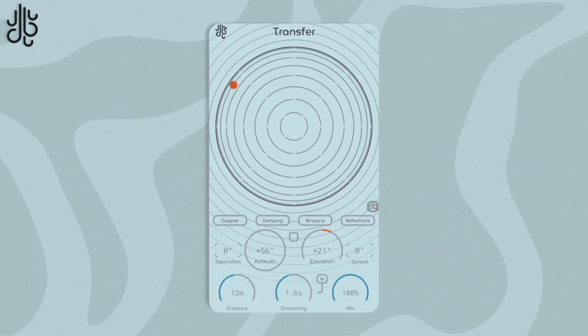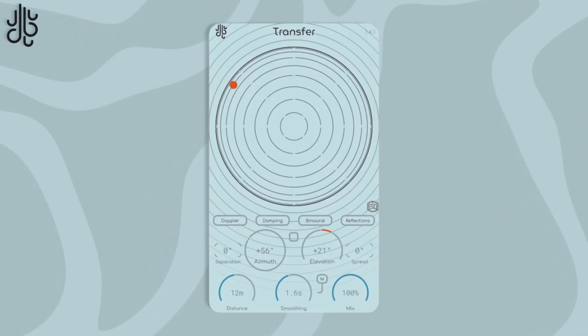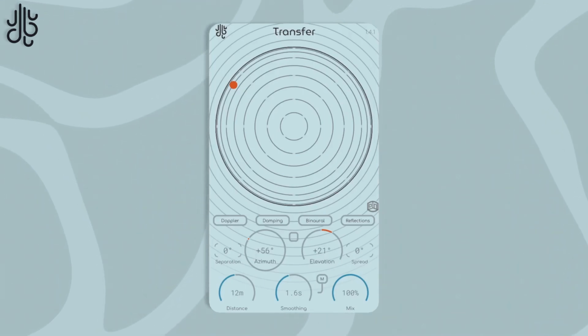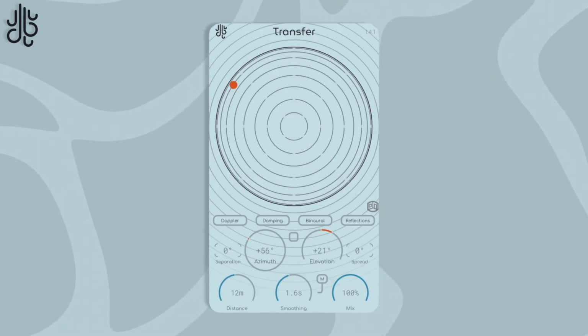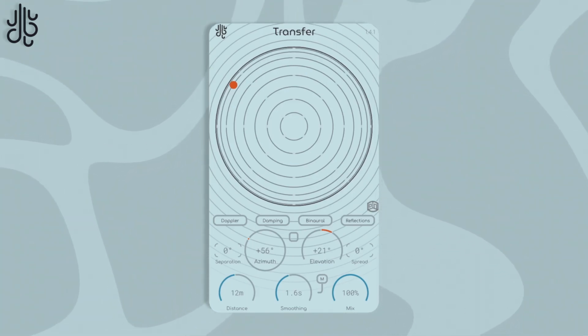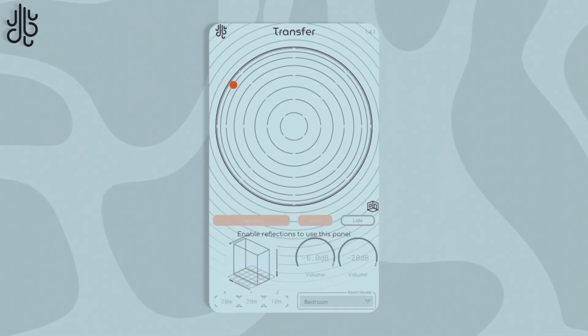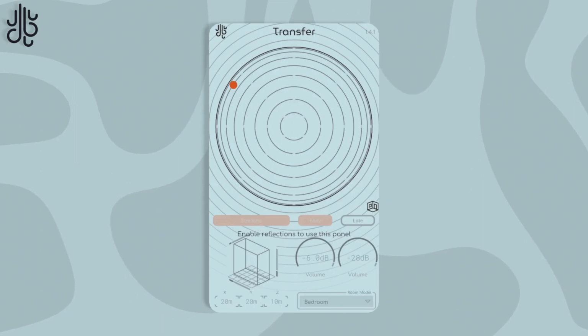Lastly, a new feature released in Transfer 1.2 introduced the Reflections update, which leverages Lese's impulse engine to generate early and late reflections to complement the space. You can enter the controls menu for the reflections here, but the menu is currently disabled because the reflections toggle isn't enabled.